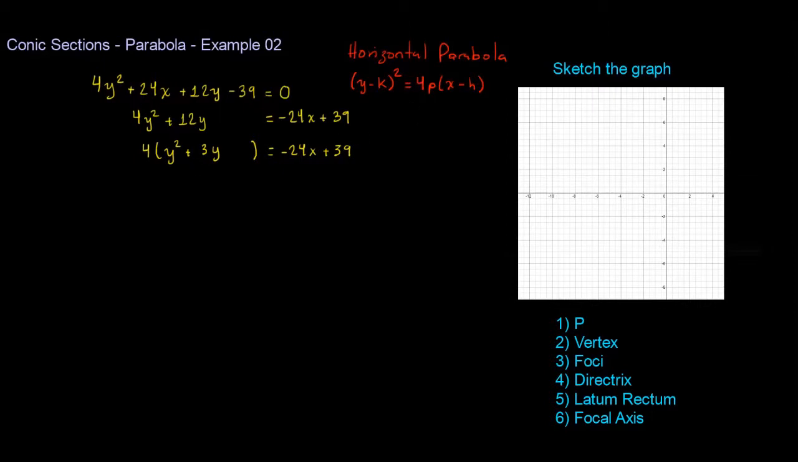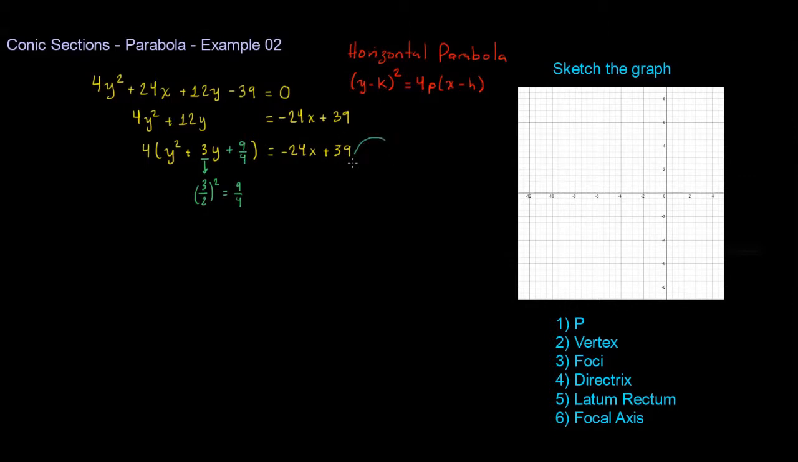Now I'm going to proceed to complete the square. In order to do so, I'm going to take the 3, this number multiplying the y, divide it over 2 and square it. So 3 over 2 squared will be 9 over 4. So we have to add here a 9 over 4.